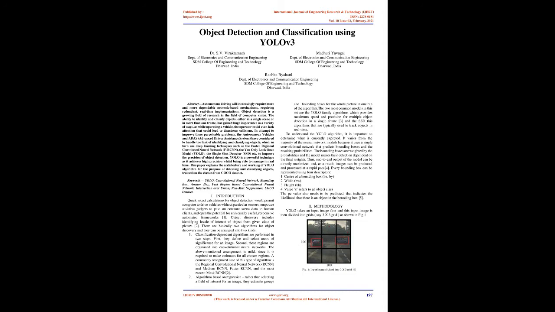have been considered to handle the task of identifying and classifying objects, which in turn use deep learning techniques such as the Faster Regional Convolutional Neural Network, FRCNN, the You Only Look Once model, YOLO, the Single Shot Detector, SSD, etc. to improve the precision of object detection. YOLO is a powerful technique as it achieves high precision whilst being able to manage in real time.